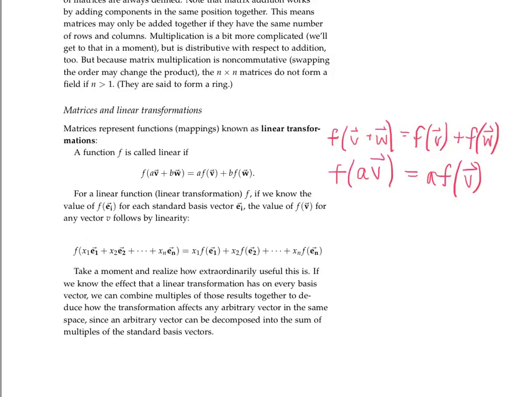This is extremely useful. This says that if we know the effect that a linear transformation has on every basis vector, we can combine multiples of those results together to determine exactly how the transformation affects any vector, because we can construct any vector using the standard basis vectors. We'll be putting that to use in some of our sample problems. Let's move right along.